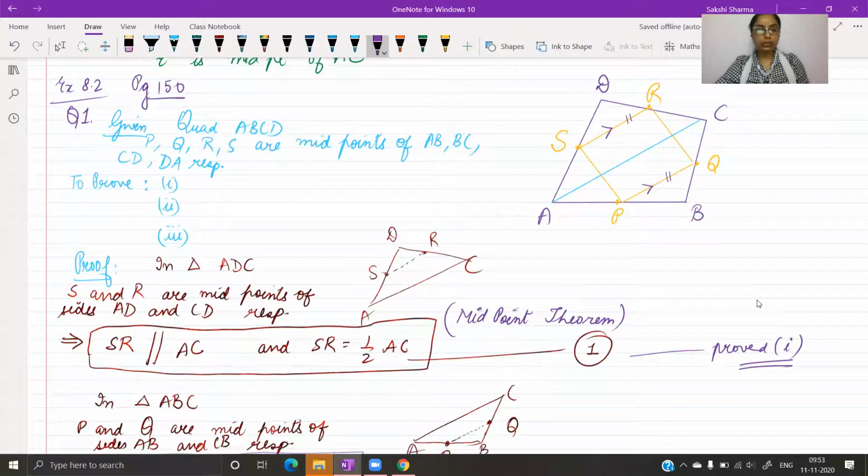We have concluded that in quadrilateral PQRS, there is a pair of opposite sides which has been identified as parallel and equal in length. So by theorem 8.8, you can conclude that this will be a parallelogram. I hope you remember, I think it was 8.7 or 8.8. I actually, I'm not sure about the number. I think it's 8.8.